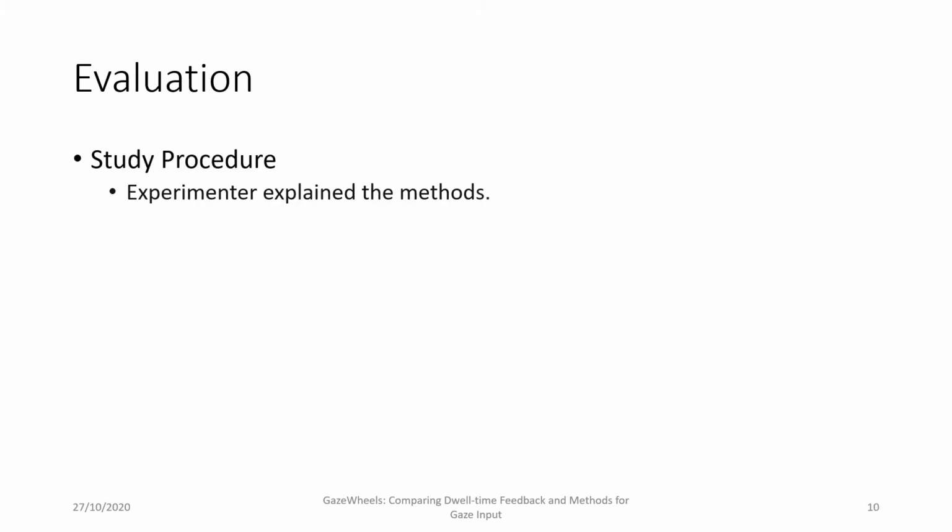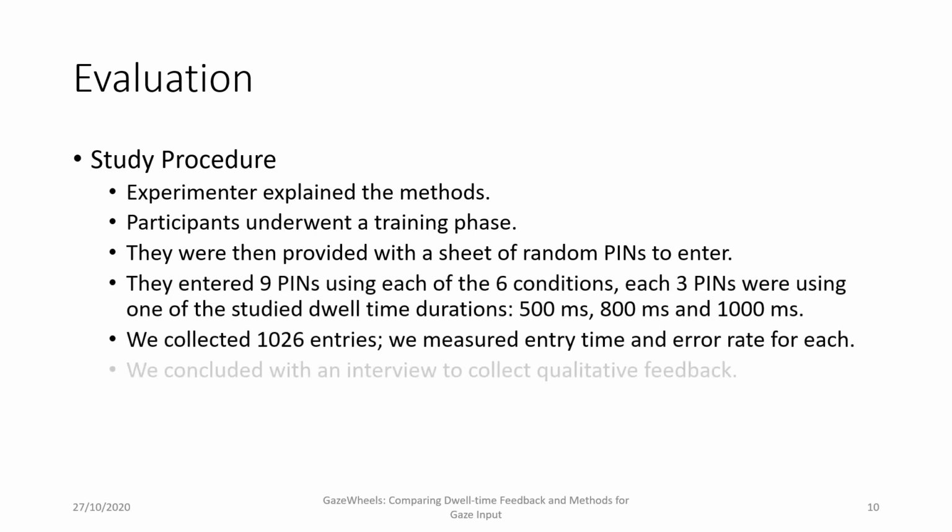The procedure was as follows. First, the experimenter explained the different methods, and then participants underwent a training phase. The participants were then provided with a sheet of random pins to enter, and they entered 9 pins using each of the 6 conditions that I explained in the previous slide. Each 3 pins were using one of the studied dwell durations, either 500, 800, or 1000 milliseconds. In total, we collected 1026 entries, and we measured entry time and error rate for each of them. And then we concluded with an interview to collect qualitative feedback.